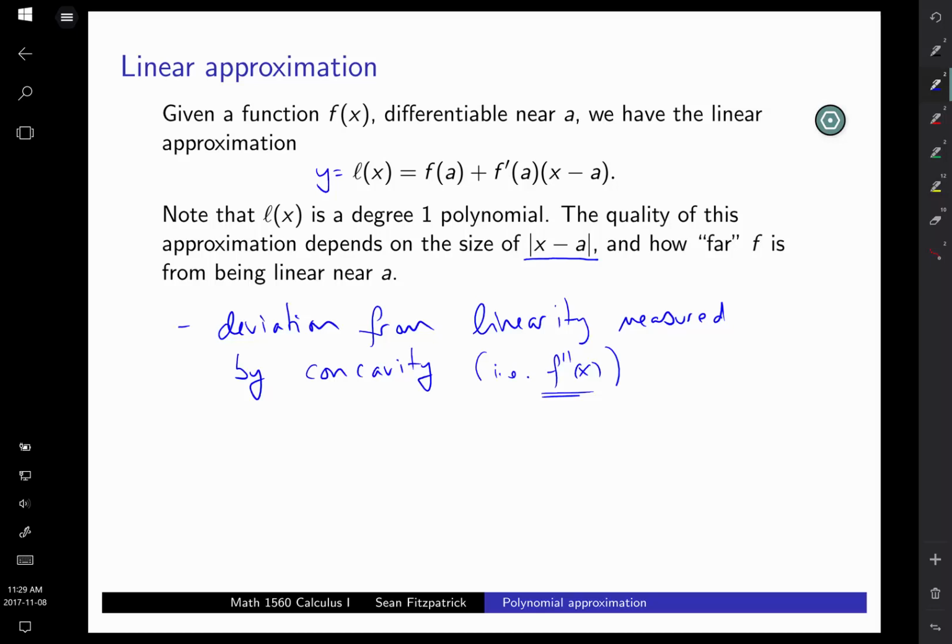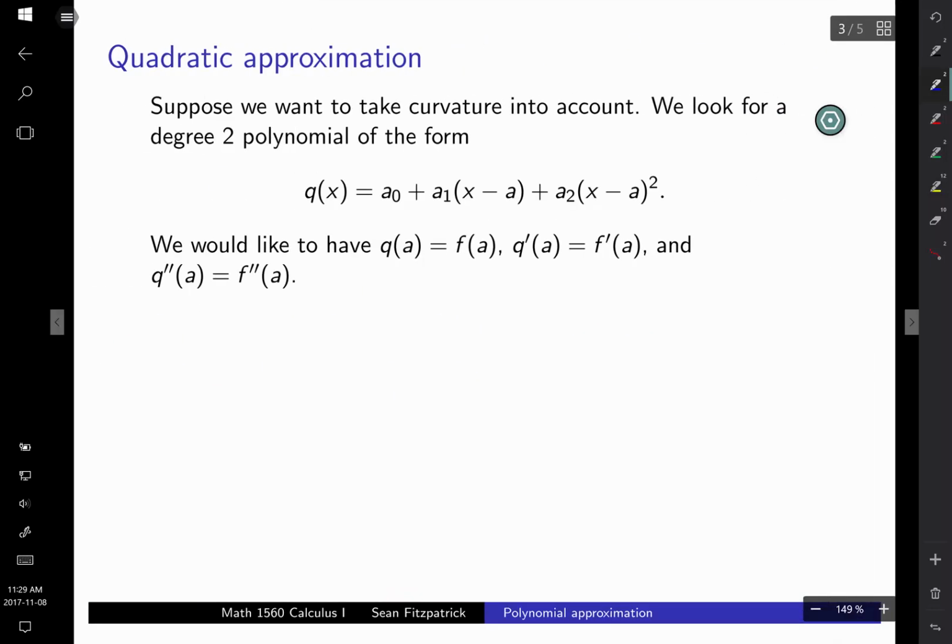So we want to say, okay, how can we account for this second derivative? Well, we can't do it with a linear function. If we want to account for second derivative effects, we've got to consider higher degree polynomials. So we want to move to, let's say, a quadratic function. So let's say we're looking for now a degree 2 polynomial to approximate our function.